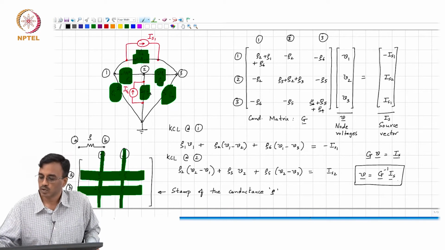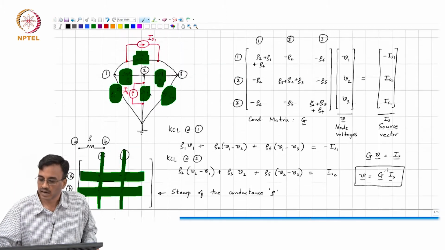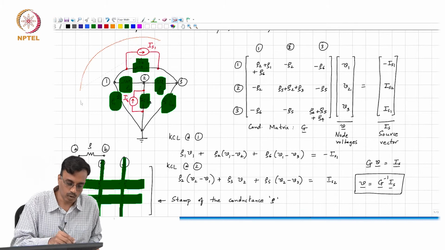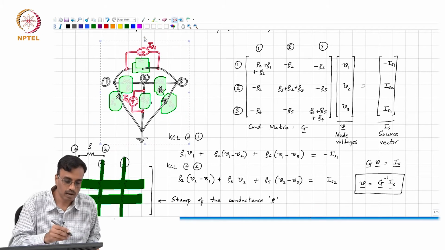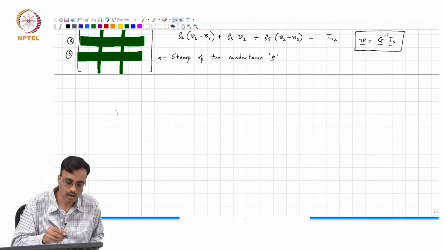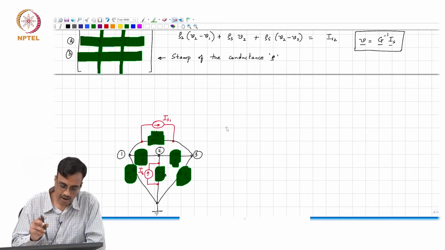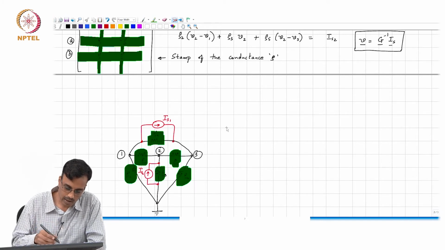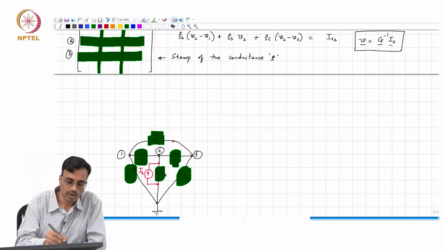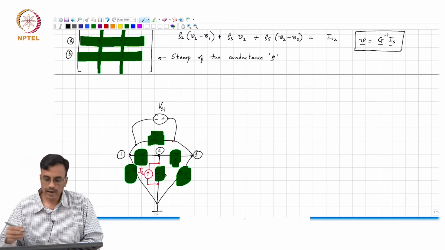So, in principle, we have covered networks with conductances and current sources. Unfortunately, these are not the only elements that we encounter in practice. Let us see what happens, for instance, if we have, to avoid clutter, I am going to remove one of these things and replace it by a voltage source. All right.